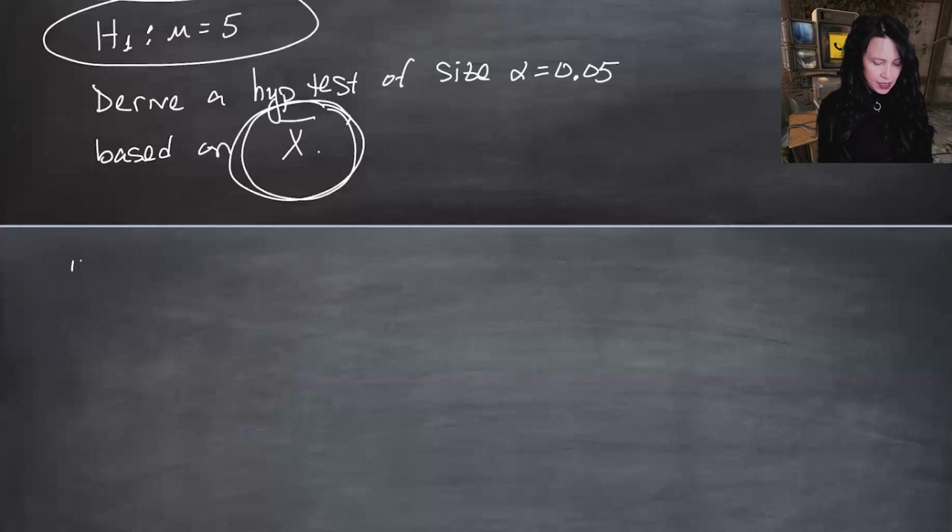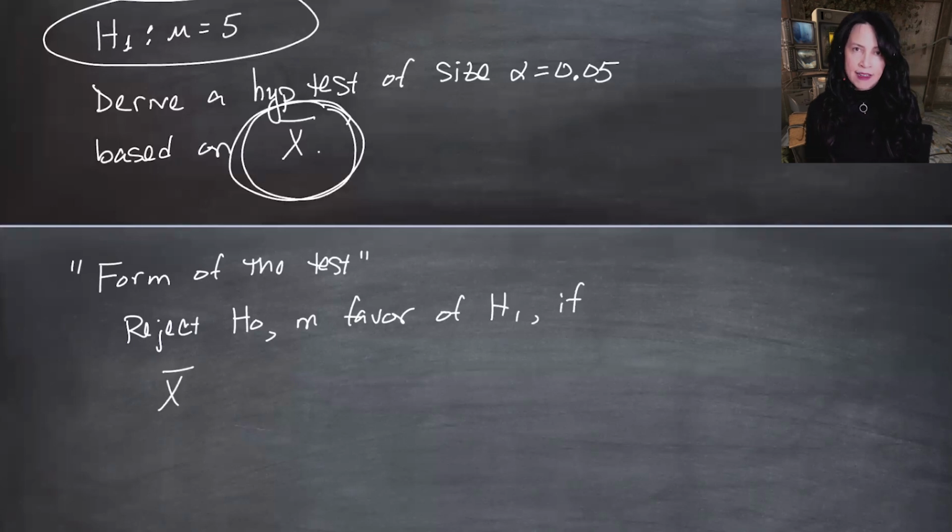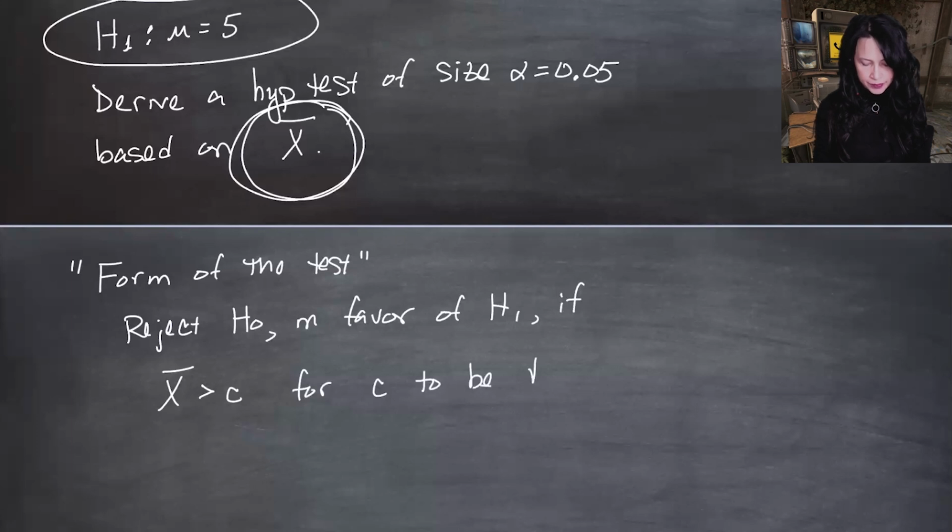So the idea or the form of the test is going to be something like, let's reject the null hypothesis in favor of the alternative if X bar, which we're supposed to be basing this on, is in some region. So I'm going to say is greater than a constant C for C to be determined. Is the C 4.5 or is it something else?